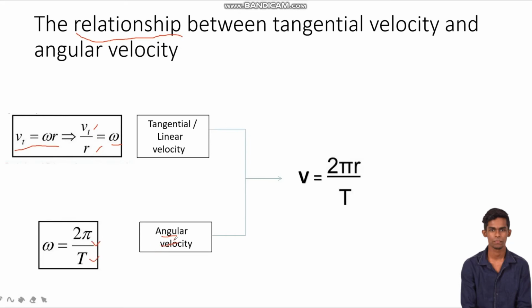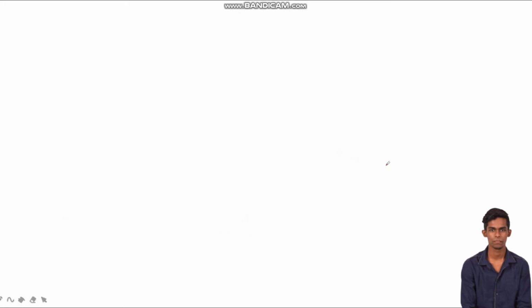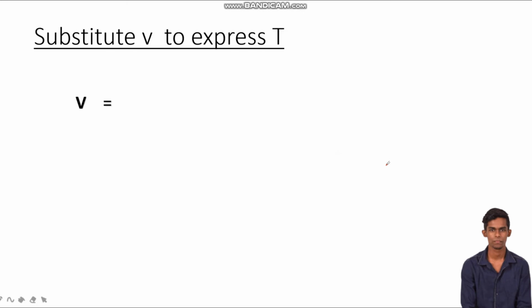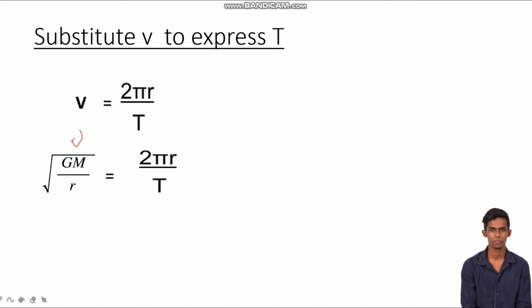So after combining these two formulas, we will get a new one, which is v equals 2 pi r over T. So v equals 2 pi r over T also equals the square root of GM over r. So substitute v equals 2 pi r over T. We need to express T, which is the period for the satellite to do one revolution. We will get T equals 2 pi square root of r cubed over GM.